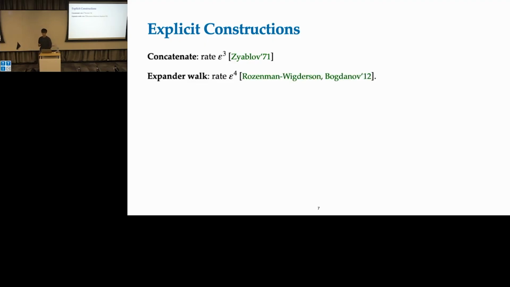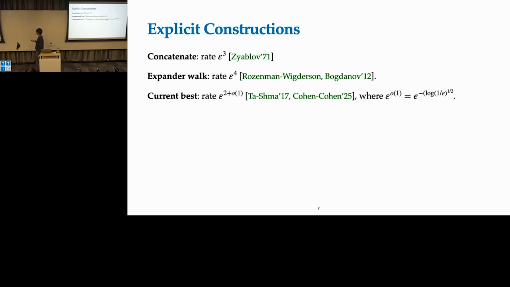There's a completely different construction using expander walks. This will be the focus of the talk today. I'll explain what this means later. This is often attributed to Rozenman-Wigderson, and the rate is epsilon to the 4. It's actually worse than the concatenation rate, but the cool thing about this result is that in 2017, Ta-Shma used this framework of expander walks and somehow sparsified it to get epsilon to the 2 plus little o of 1. And here the epsilon to the little o of 1, to be precise, is e to the negative root log 1 over epsilon.